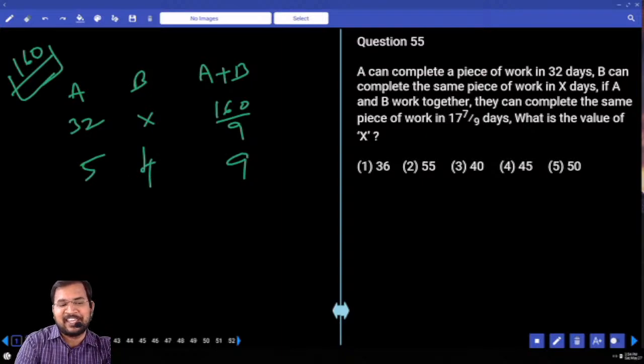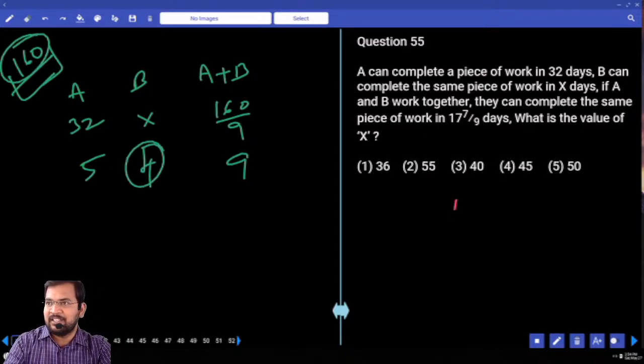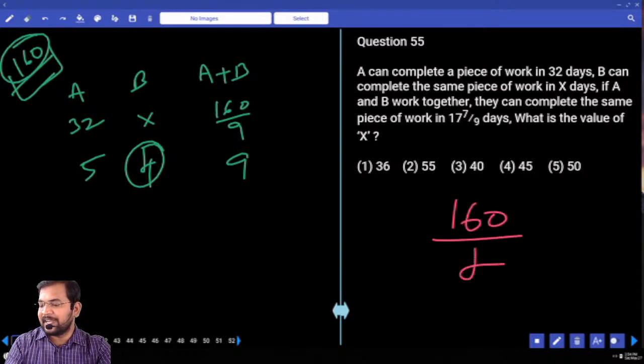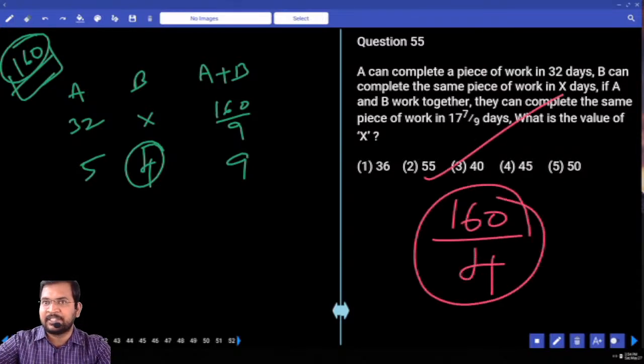Then B's efficiency is 4 units daily, with total 160 units. Daily 4 units, it will take how many days? 40 days. Are you clear or not?